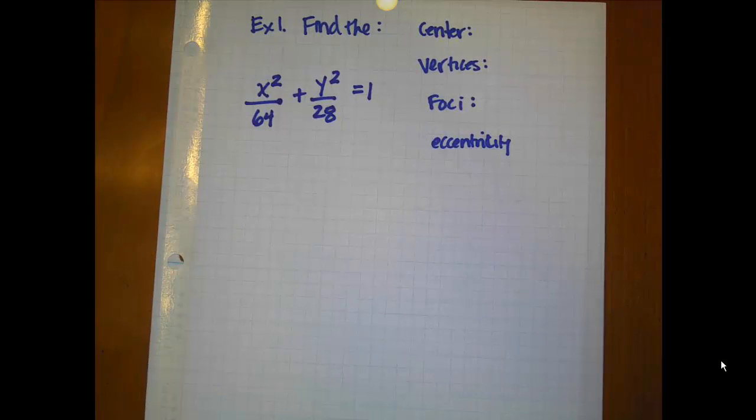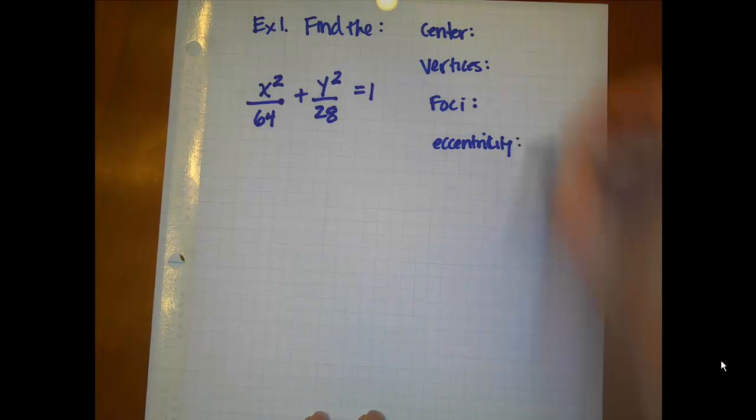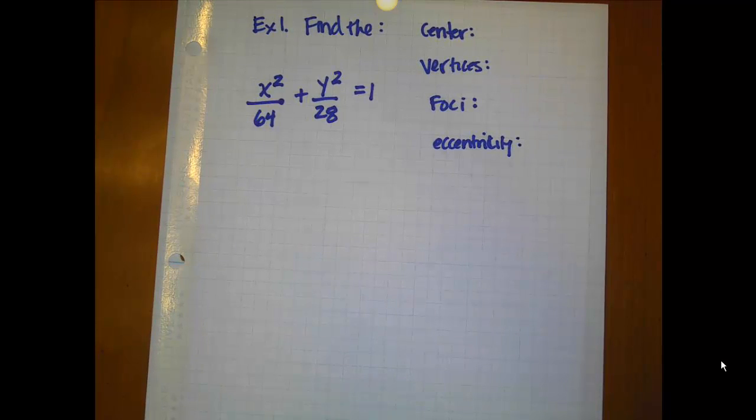Welcome to example 1 on ellipses. I'm going to give you an equation of an ellipse in standard form, and you have to identify and graph the center, the vertices, the foci, and the eccentricity of this particular ellipse.